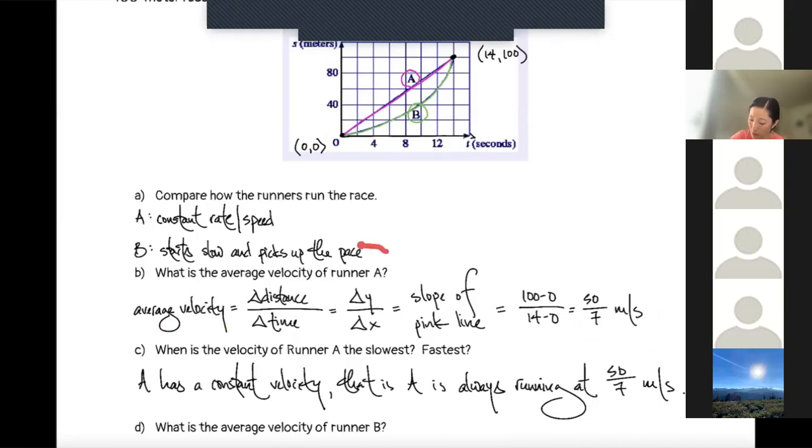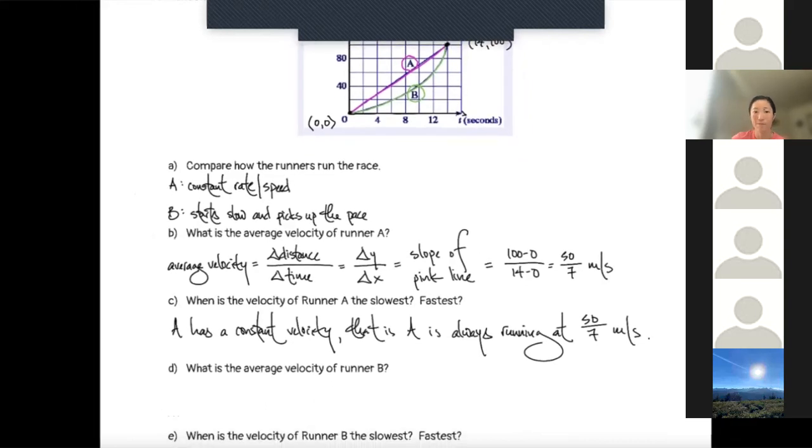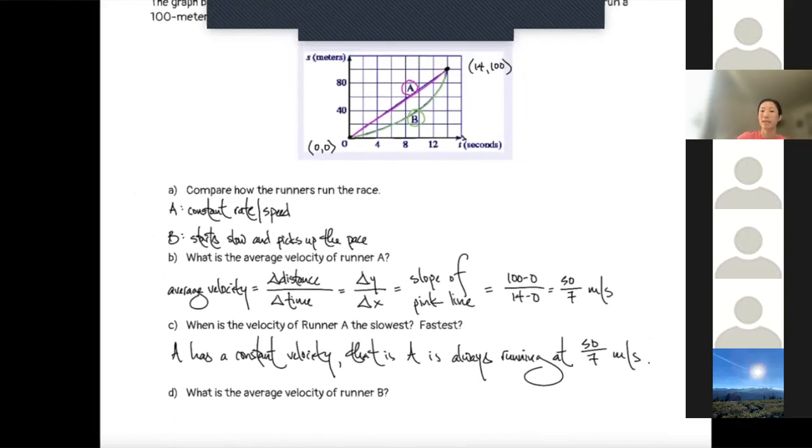But as you said earlier, runner B approaches the race differently. Okay, so runner B starts off slowly, starts to get faster, and then gets even faster at the end. Okay. So I'm wondering, based on that, if we can answer part D, which is what is the average velocity of runner B? That's a great question, Matt.